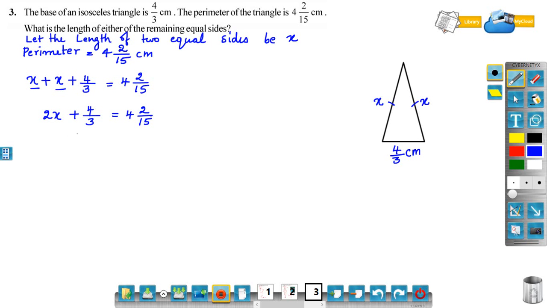Now you can solve this by the transpose method. First we have to move 4 by 3 to the right side. So 2x is equal to 4, 2 by 15 minus 4 by 3. So 2x is equal to, it is a mixed fraction here, convert into improper. How to convert into improper? Multiply 15 into 4, 60, then plus 2, 62 by 15 minus 4 by 3.